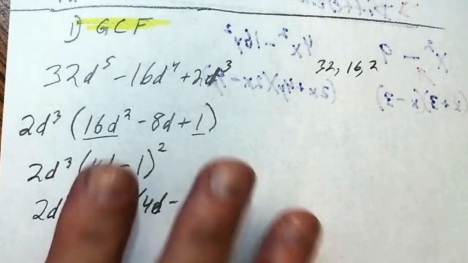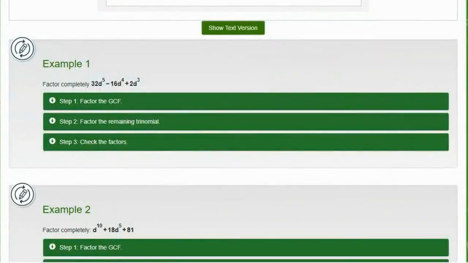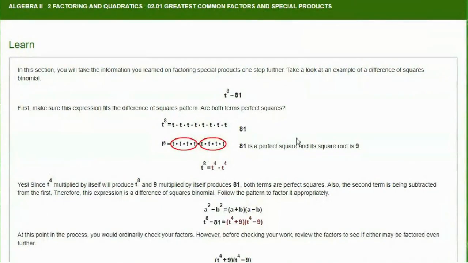All right, we're going to need a new sheet of paper because we're not even to the second lesson yet. Let's see what's left here. This is the last page right here. In this section, you'll take information learned on factoring products one step further. So let's try this: t to the 8th minus 81. Okay, this is taking everything we know and factoring it together.